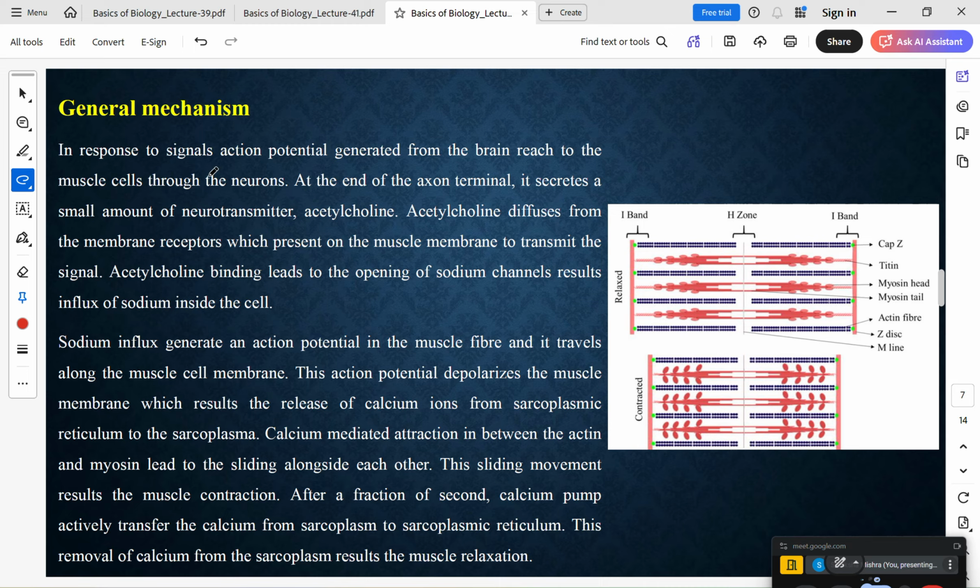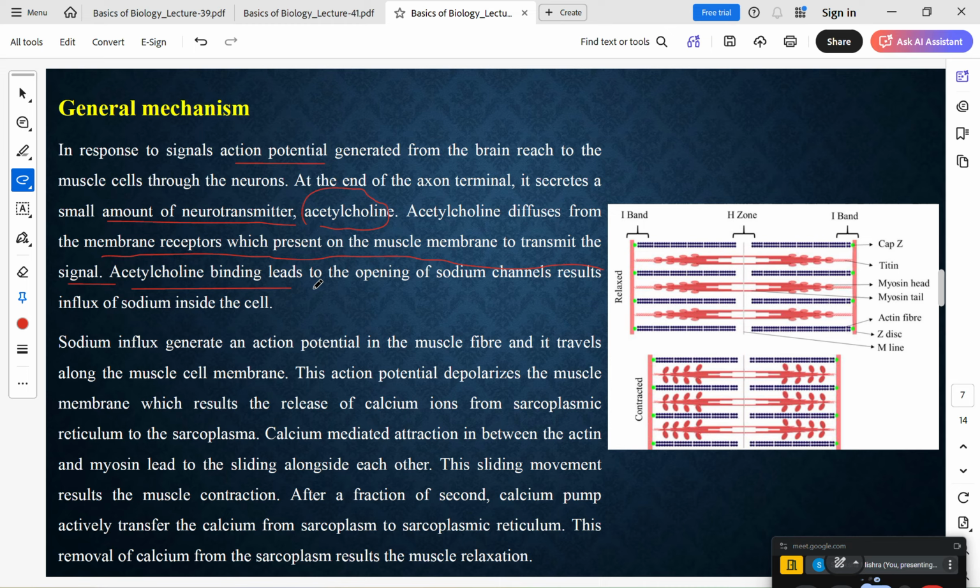In general, if there is a stimulus, this signals for a generation of action potential. There are signals from the brain to generate an action potential. At the end of the axonic terminal, a small amount of neurotransmitter called acetylcholine is secreted. The acetylcholine diffuses to the membrane receptors present in the muscle membrane to transmit the signal.